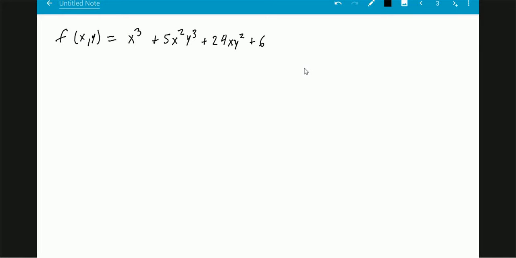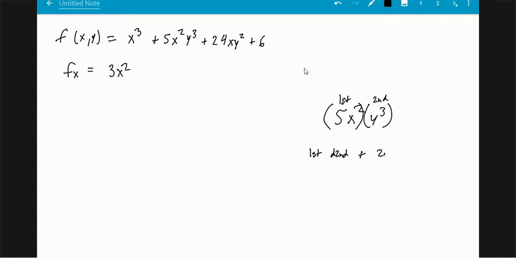Alright, so there's our function. They want the derivative with respect to x. Okay. So if we look at that first term, x cubed, that's derivative would be 3x squared. No big deal there. The second term there, let me write it out on the side here, 5x squared times y cubed. Think of this as 5x squared times y cubed like that with parentheses. So you could call 5x squared first and y cubed second. Remember the product rule was first derivative second plus second derivative first in Cal 1.